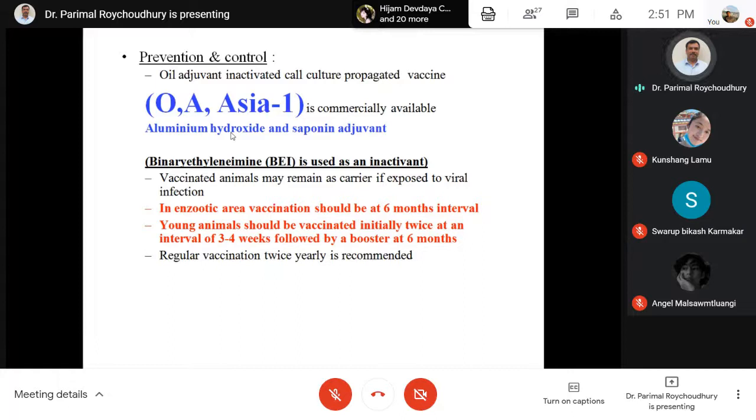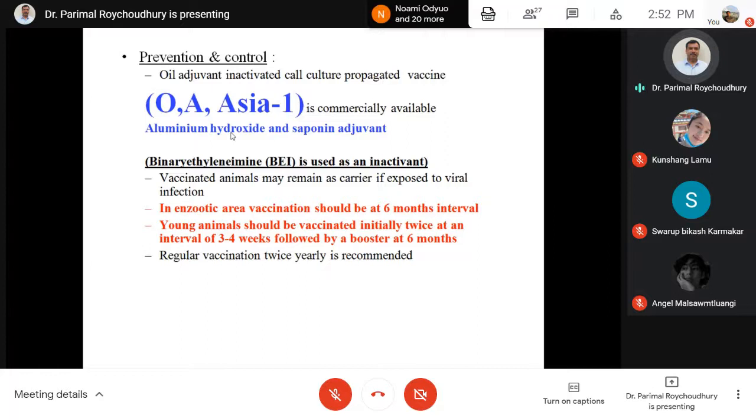But mind it, since these are inactivated or killed vaccines, they cannot give protection for a long period. Exactly the same scenario is happening with Covaxin. Covaxin is a killed virus vaccine, so it cannot give protection for a long period. We have to go for repeated boosters. Only then can we maintain a sustainable level of antibodies in the blood.